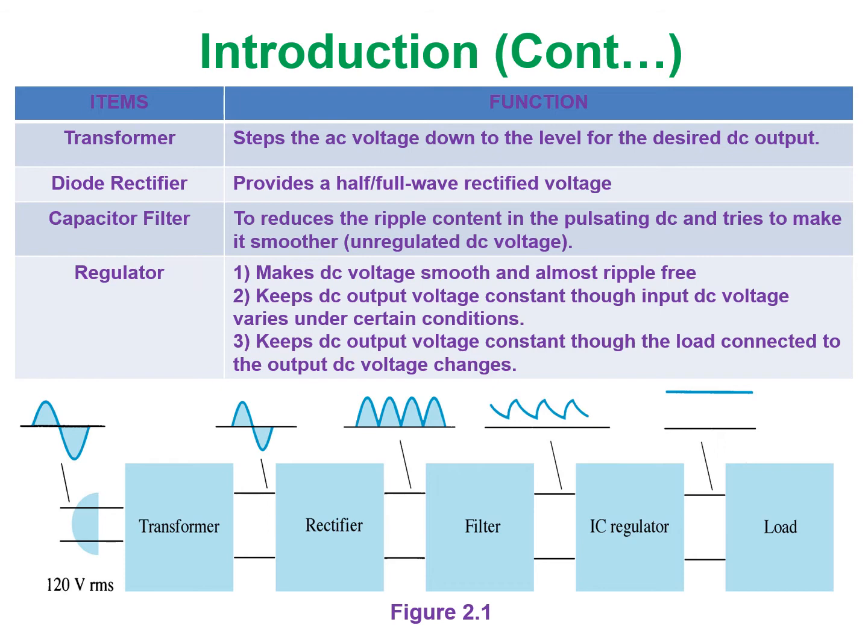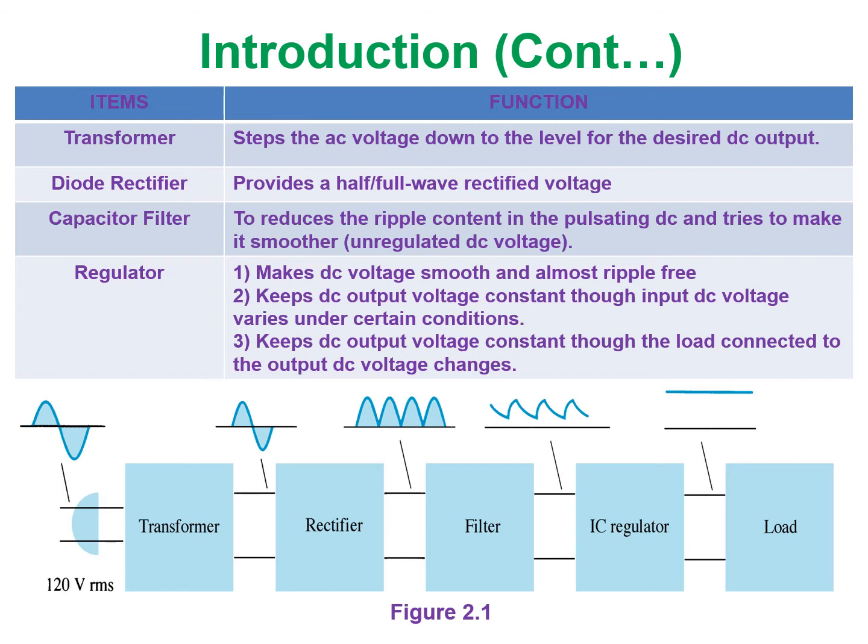You have to know these items and also their functions. The transformer steps down the 120 volt AC voltage to a smaller voltage level. The rectifier provides a half wave or full wave rectified voltage. To be efficient, we want to use the full wave rectified voltage. For the diodes, we will use 4 diodes to construct the full wave rectifier, or we can call it a bridge rectifier.